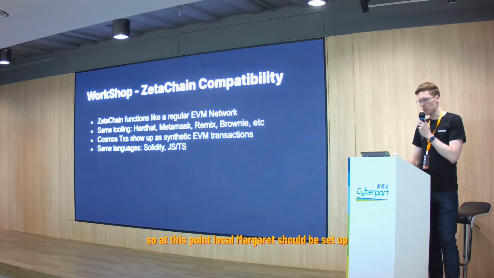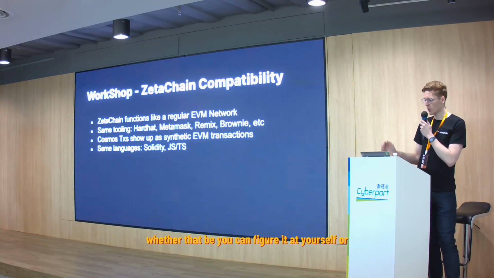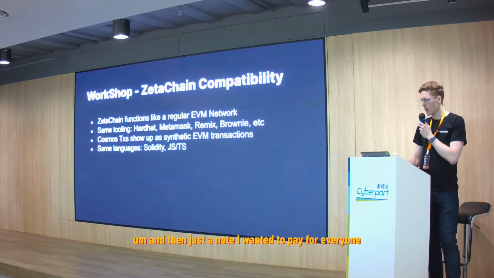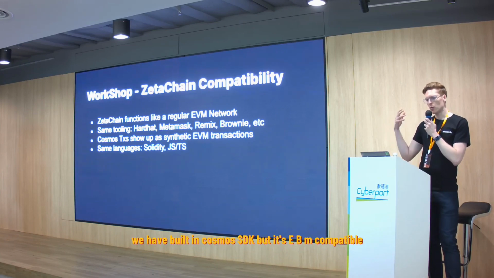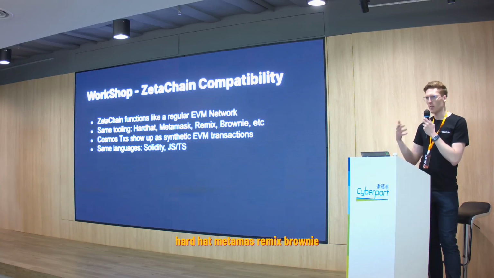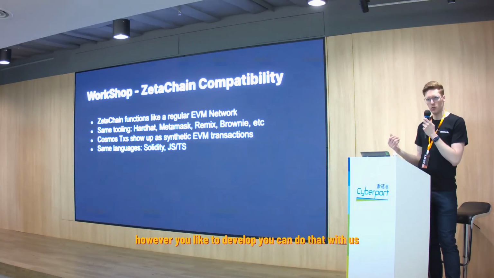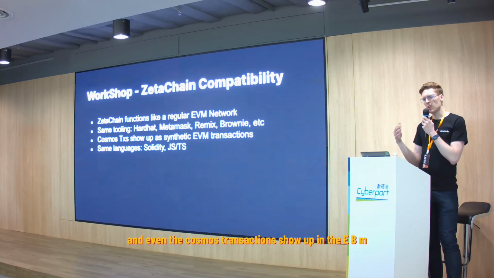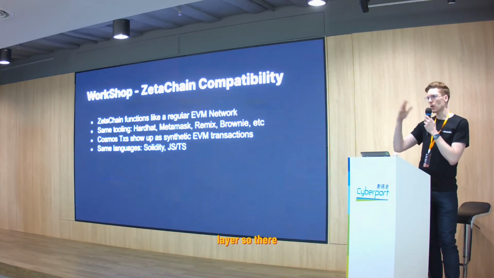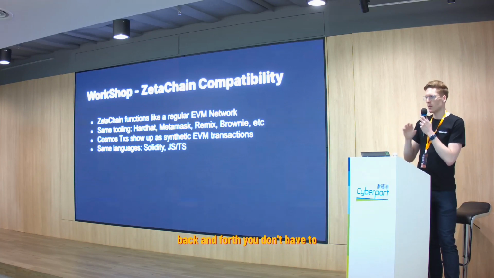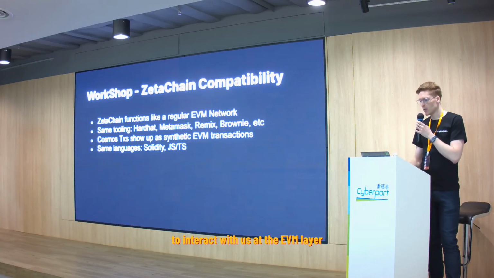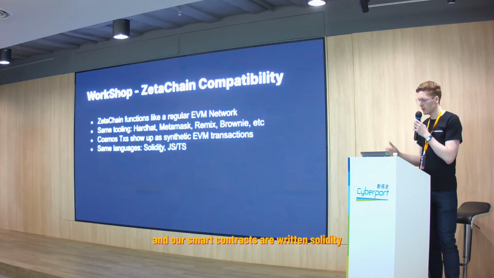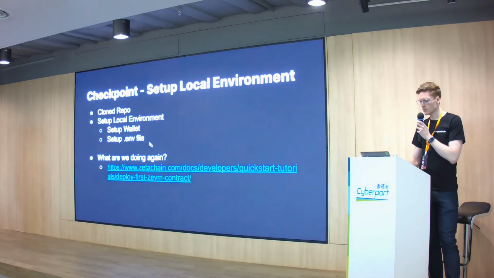So at this point, the local environment should be set up, whether you configured it yourself or downloaded the Docker image. Just a note for everyone: the way we've designed it, we are built on Cosmos SDK, but it's EVM compatible. You can use the same tooling, Hardhat, MetaMask, Remix, Brownie, however you like to develop. Even the Cosmos transactions show up in the EVM layer, so they're compatible back and forth. You can pick one, and you don't have to know anything about Cosmos to interact with us at the EVM layer. And our smart contracts are written in Solidity for the EVM side.